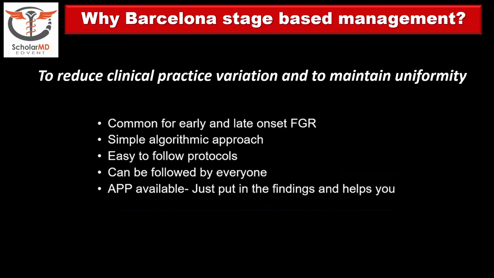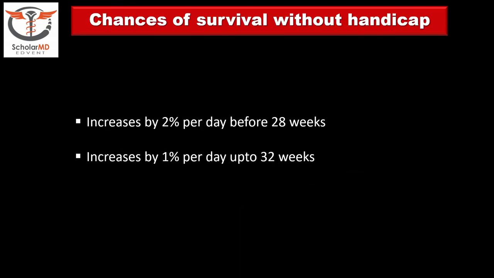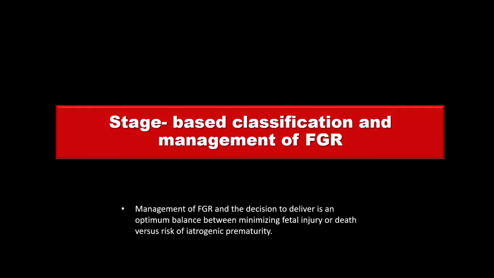And we have this app of Barcelona, or we could go to the website of Barcelona and put in all our values and findings, and it will tell us when to follow the patient and when to deliver. We must also realize that chances of survival without handicap increase by 2% per day of intrauterine life before 28 weeks, and 1% per day from 28 to 32 weeks. So it's important to maintain the fetus intrauterine as long as possible.